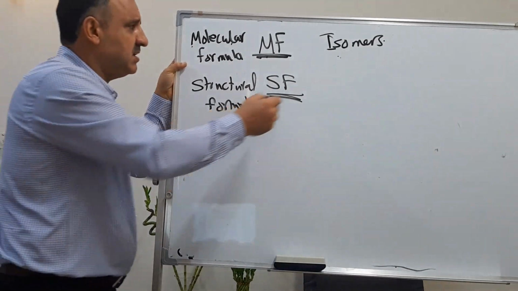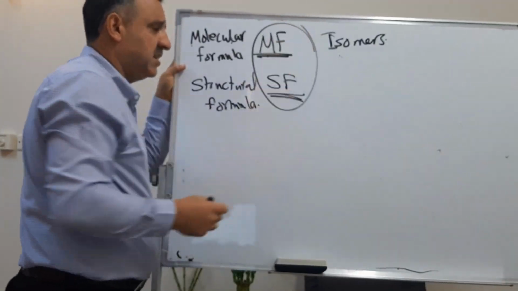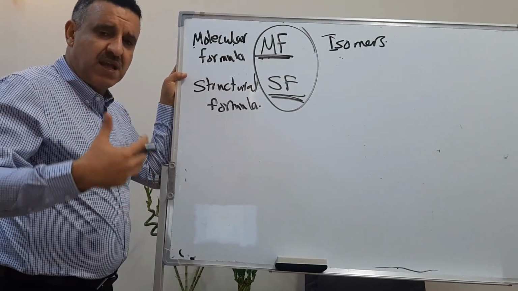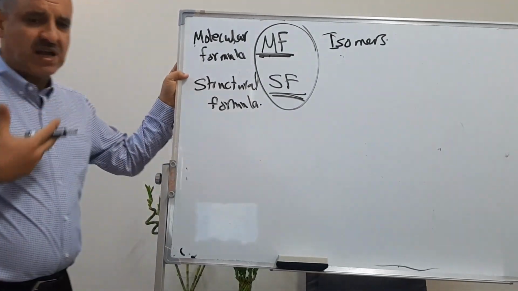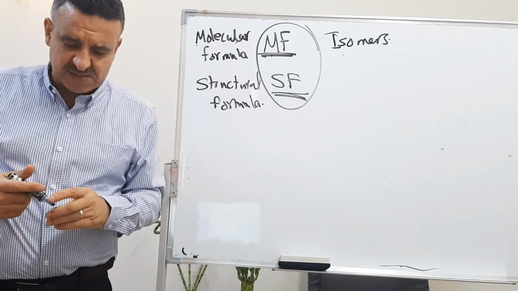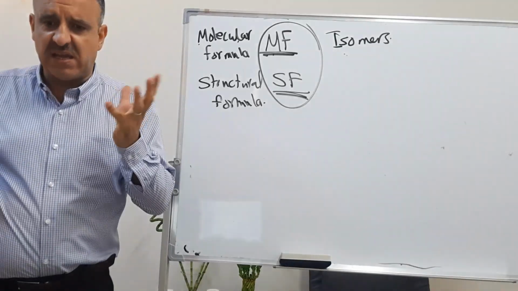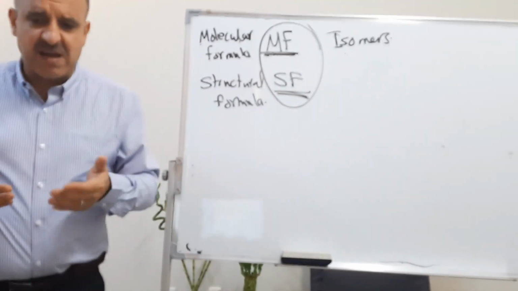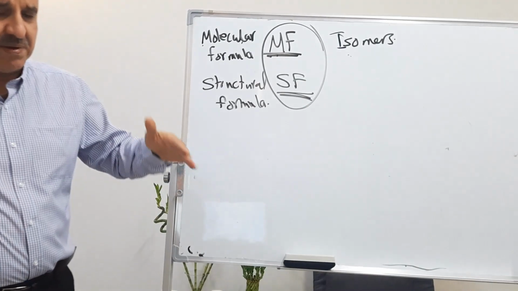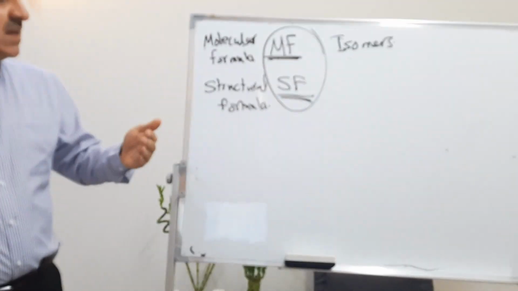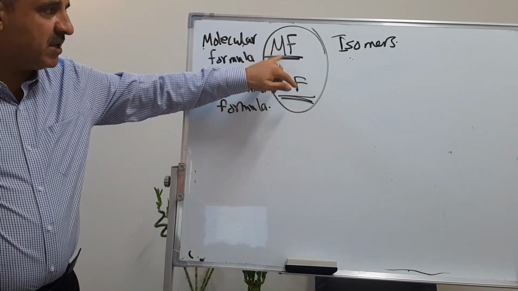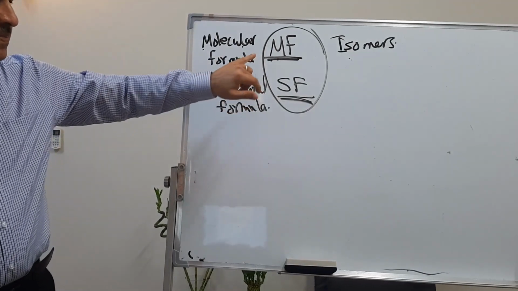Simply because these will determine the identity of any organic compound for us as organic chemists. In order to recognize and understand the behavior of organic compounds, we need first to know what the identity of the organic compound is. What determines the identity of organic compounds are these two things, molecular formula and structural formula.